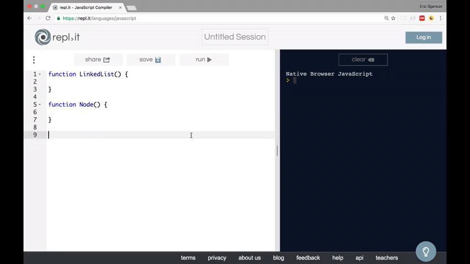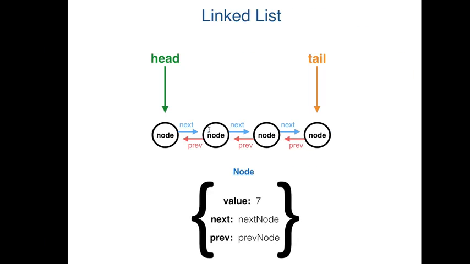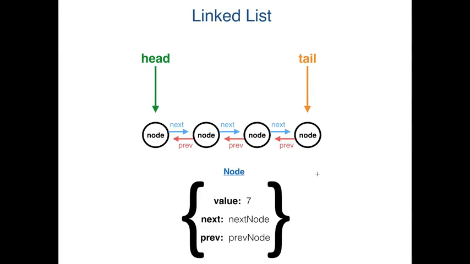Okay, great. So we know that our linked list and our nodes are both going to have some properties on them. Well, which properties are they going to have? We can check that out over here on our diagram from before. We can see that each node will have three properties on it. It will have a value property, which will be some data. It will have a next property, which will basically point to the next node in the list. And it will have a previous property that will point to the previous node in the list.